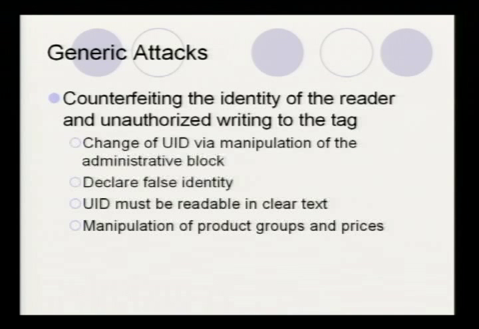Then we can try to counterfeit the identity of the reader and try unauthorized writing to the tags, like changing the UID via manipulation of the administrative block. We are able to declare a false identity. And unfortunately, the UID must be readable in clear text because the whole system, the whole anti-collision, depends on this. You can do a manipulation on product groups and prices, for instance. We presented this 2 years ago.